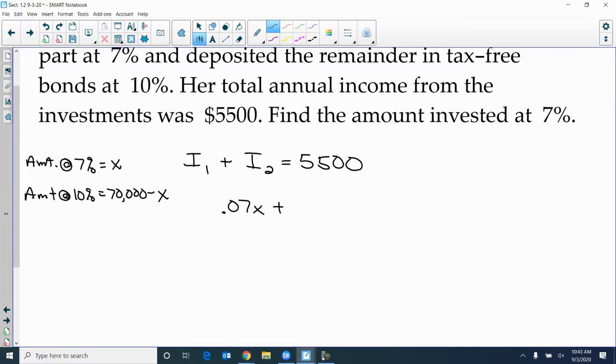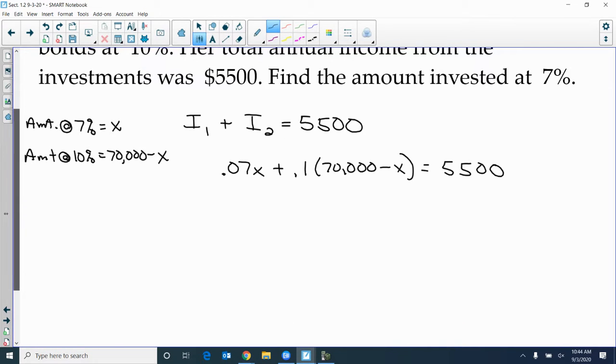All right, Emily, what would be the amount of interest at 10%? 0.1 times 70,000 minus X. Excellent. And that has to equal 5,500. Okay, that is a correct equation. And now it's just solving it correctly. Okay? Distribute. We'll combine like terms. I'm going to go through it up here as well and talk you through it.